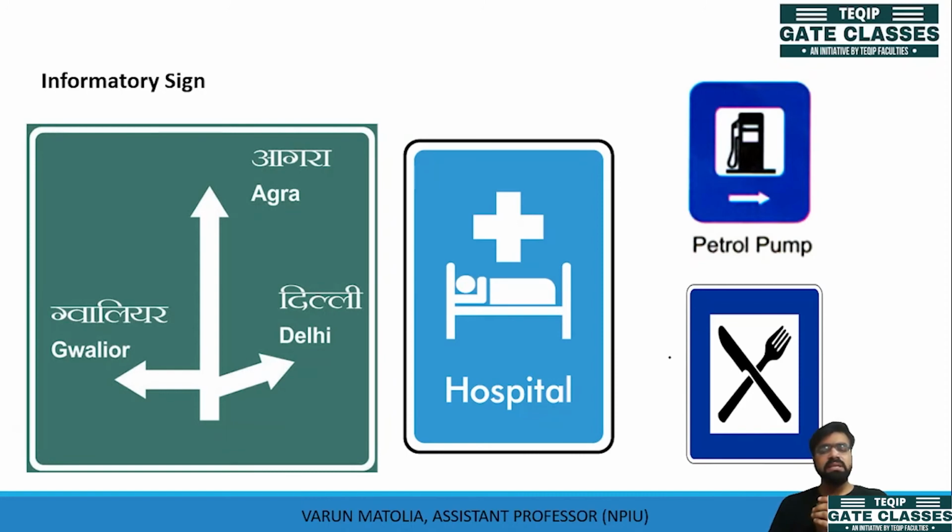Informative signs can tell you about the direction, the distance, and certain facilities which are coming on the road, like hospitals, petrol pumps, eating areas, and so on. So these are all about the traffic signs which you can see on the road.